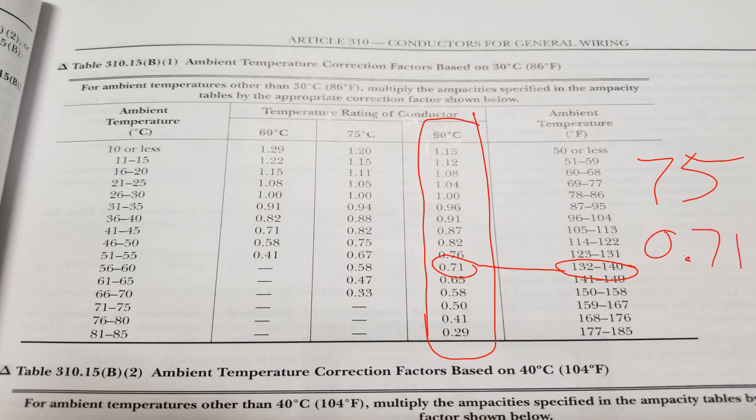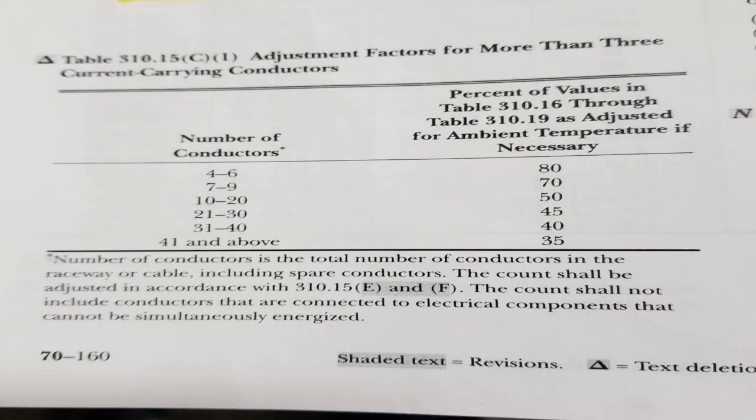Then I go to Table 310.15(C)(1) for my number of current carrying conductors, which we determined was 9, meaning I have a correction factor of 70%. 70% for 9 current carrying conductors.